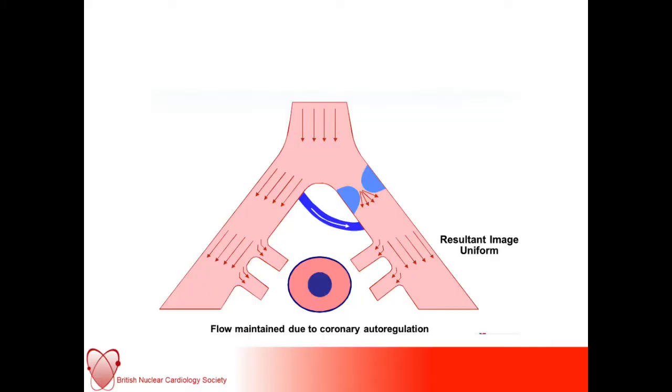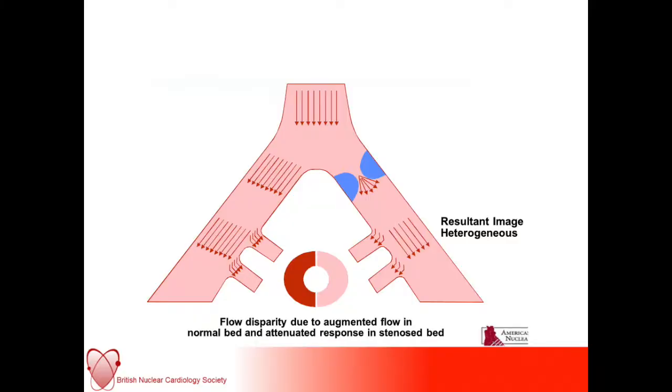But this is the principle that we're trying to recreate, I suppose. We have a stenosis here in one limb of this coronary, but because of coronary autoregulation of flow, blood flow is maintained across that stenosis and perfusion is symmetrical. If we cause hyperemia, blood flow across that stenosis is no longer maintained, there's a reduction in blood flow, and therefore the image that we would get, because perfusion is reduced, is a heterogeneous image, and that's what we're trying to recreate.